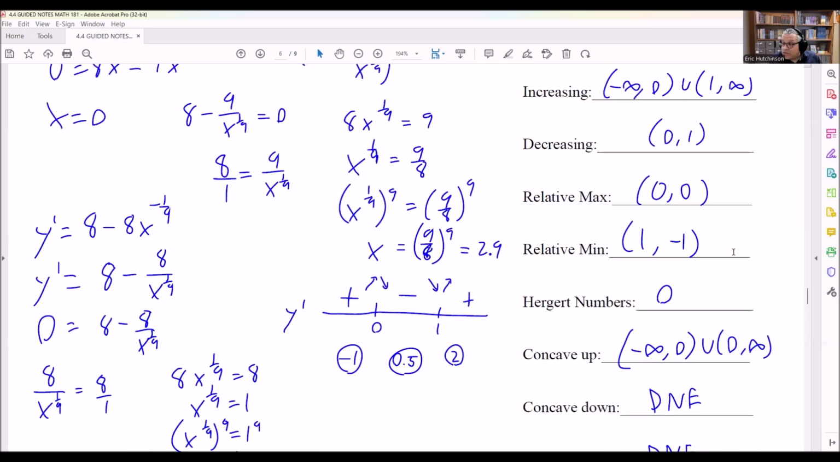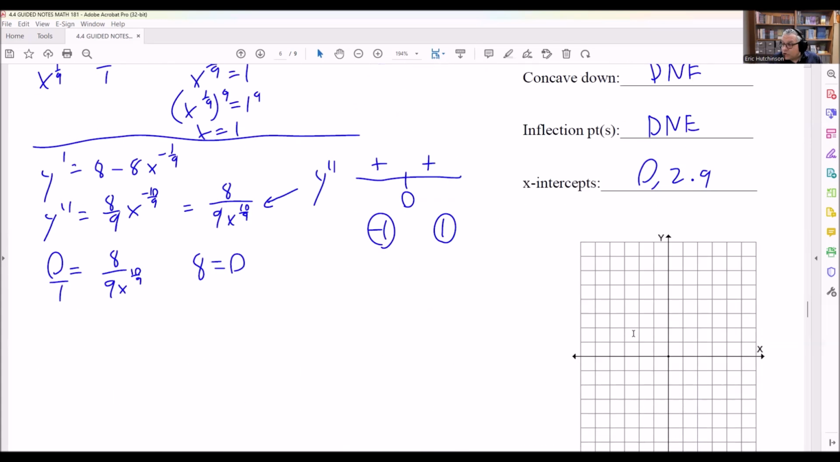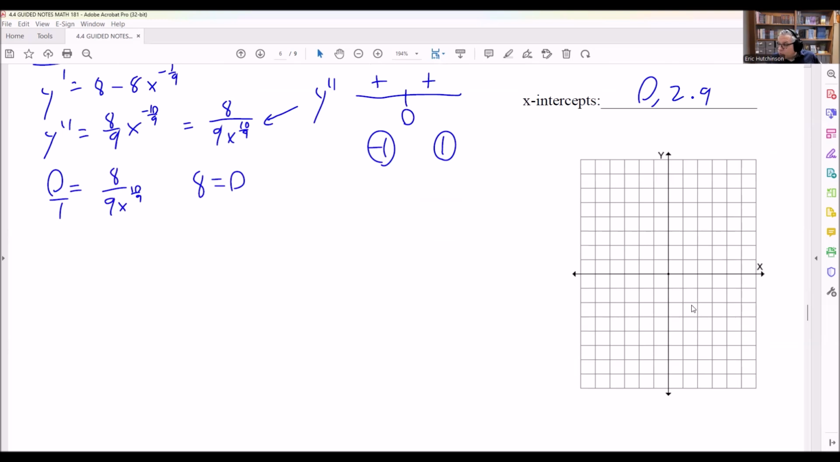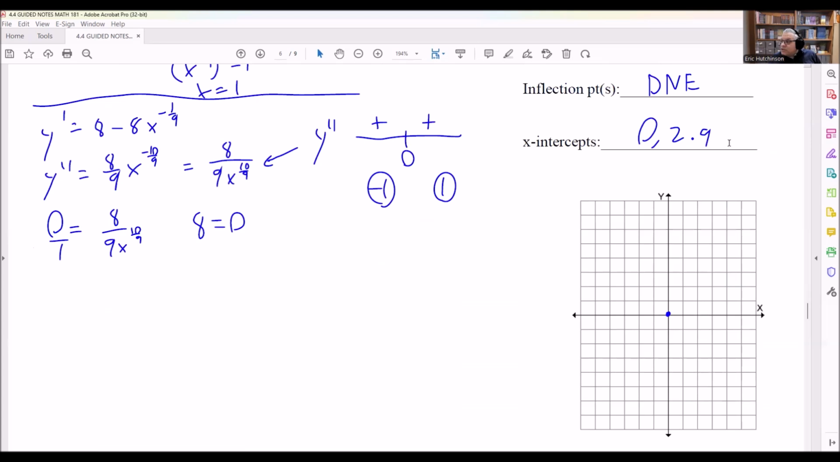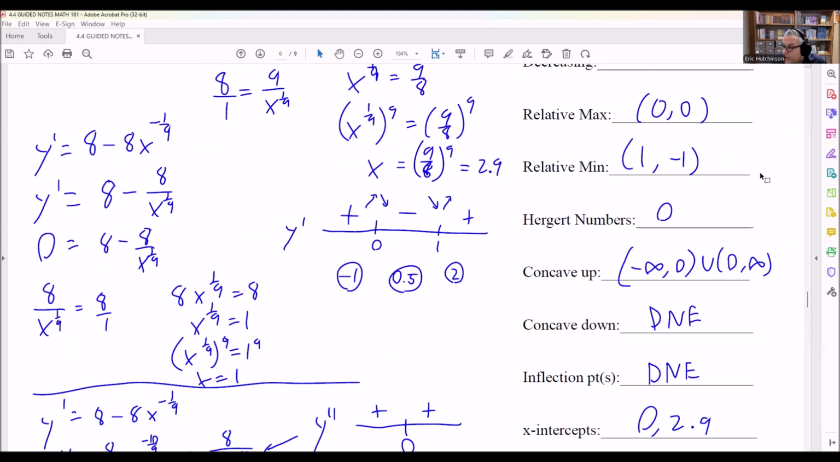First of all, we do have these critical numbers at 0 and 1. Okay, so 0 and 1, we're going to put here and here. Those are critical numbers. Got to look at x-intercepts. So let's do these here. 0 and about 2.9, that's about 3. So we can just put our dot right there. So that's our x-intercepts, 0 and 2.9. Okay. We have another point, 1, -1. That was our relative minimum, 1, -1.